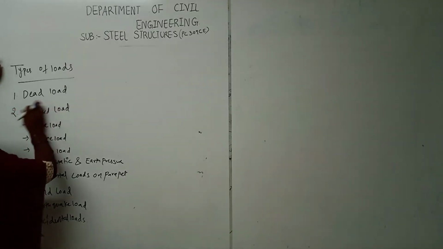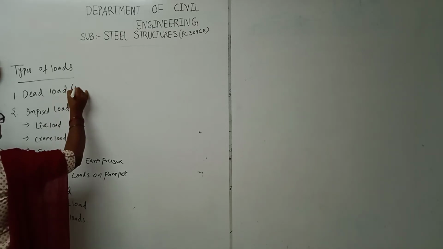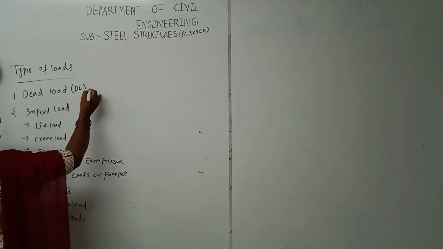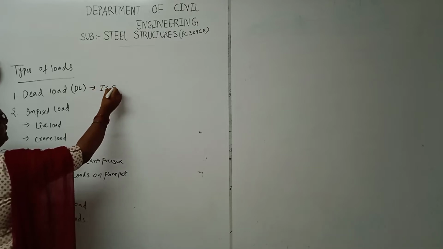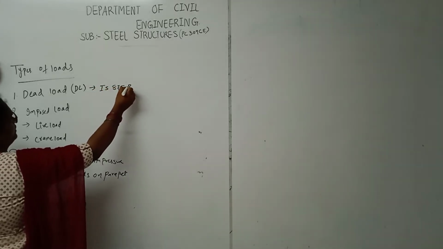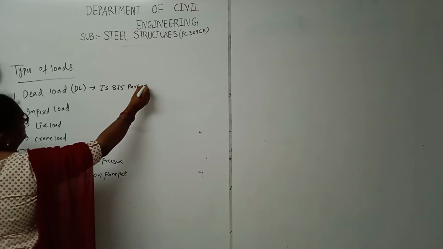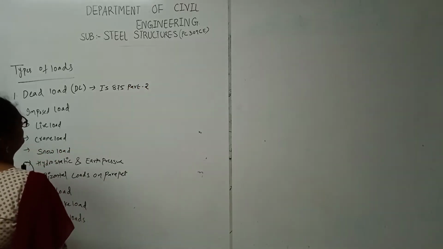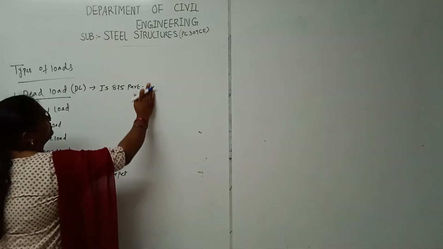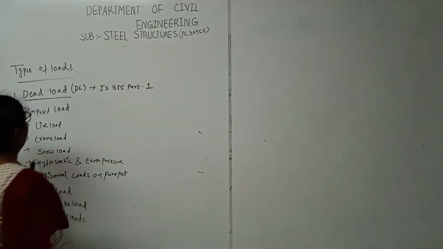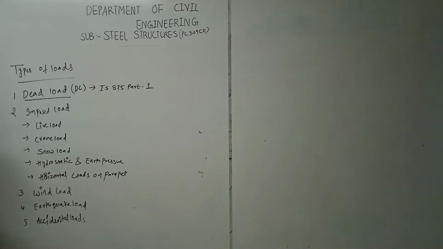Under types of loads, the first one is the dead load. You can find this dead load in IS 875 part 1. So what is actually a dead load? Where can you find this?